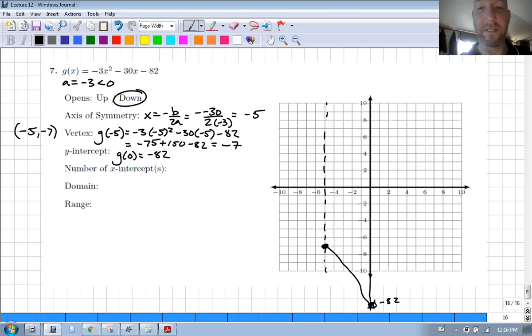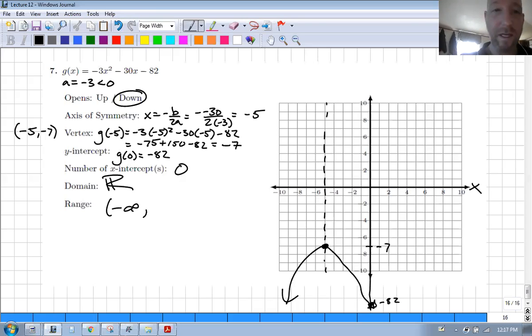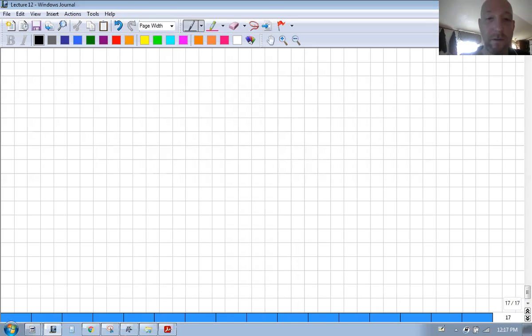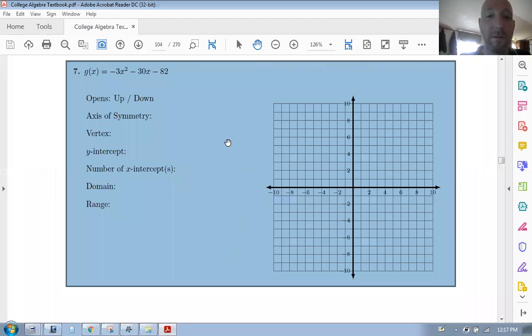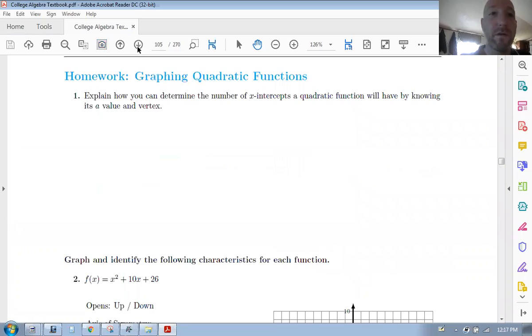All right, so it's going to look like this. Number of x-intercepts, 0. Our vertex is below the x-axis, and it opens downward, so no x-intercepts. Domain, all real numbers. The range, we're all the way down at -infinity, but we go up to -7. All right, there's our homework.